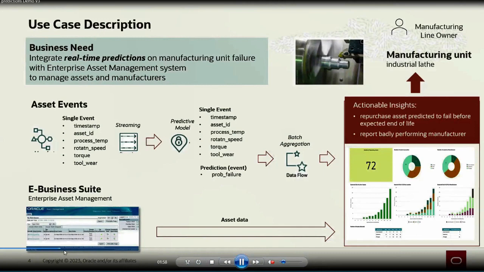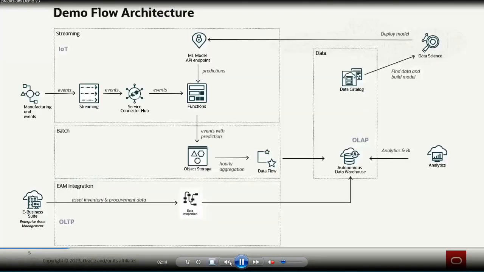So let's go to the next section, how we can do it. What you're seeing here is a demo flow architecture. This architecture has multiple different sections, covering a wide range of Oracle tools: from streaming, to data processing through Spark, batch ingestion and processing, integration with the EAM, and also data science and data catalog, and then putting the output through an analytics visualization interface.